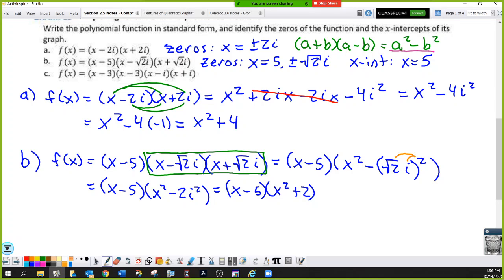Can I spare us the pain of FOILing this out and just write it for you? Okay, so we can assume that everybody in the room knows how to FOIL. Great. It's going to give us, where am I? Part B. There it is, x to the third minus 5x squared. Don't worry, I'll get out of the way in just a second. Plus 2x minus 10. That's what you get when you FOIL it out.